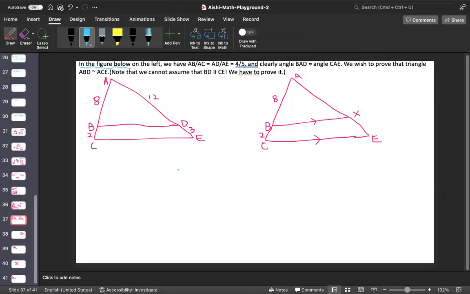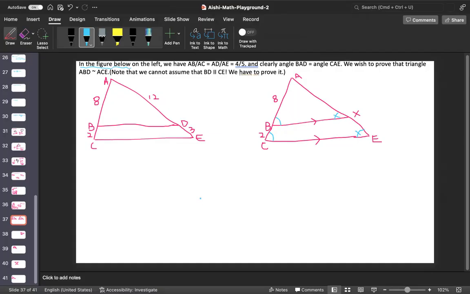Okay, so let's start off by finding some similarities. Notice that taking BX parallel to CE is not the same as taking BD parallel to CE, because we're trying to prove that X is the same point as D. So let's start with some similarities. Since BX is parallel to CE, we know that angle ABX and angle ACE are the same, and angle AXB and angle AEC are also the same.